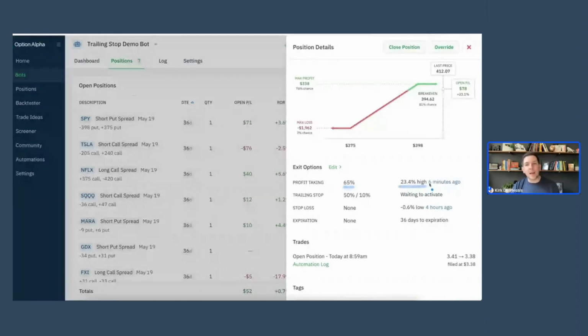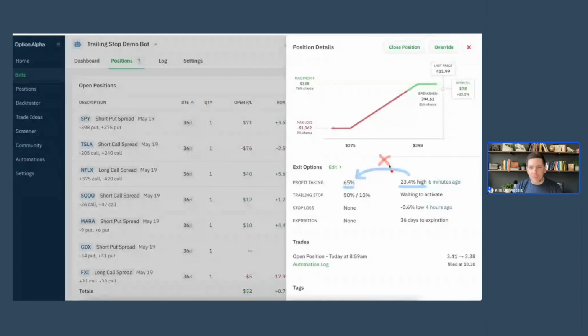Now remember, exit options are checking every minute that this position is open. It's watching the position. Prices are updated in real time every couple of seconds, but it's checking every 1 minute: Hey, do I meet this? So this is the highest point it's ever been. Has it ever gotten to 65%? No, it has not.